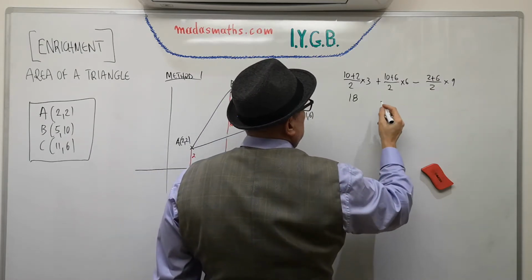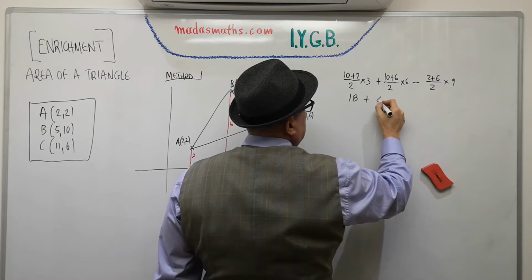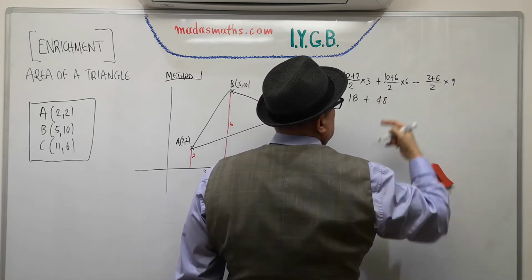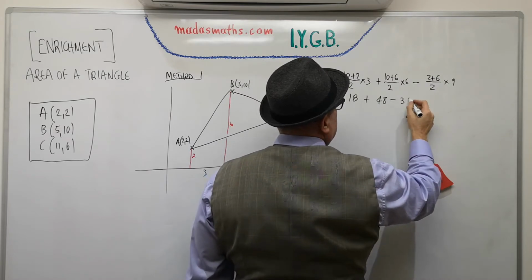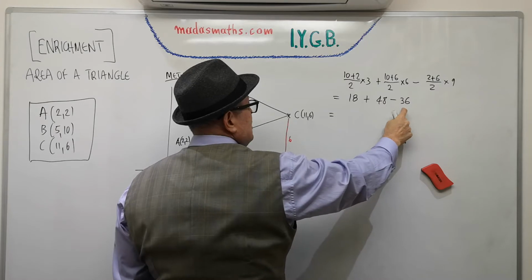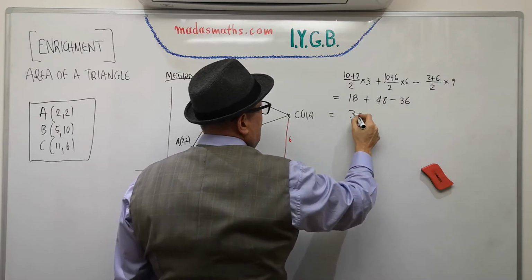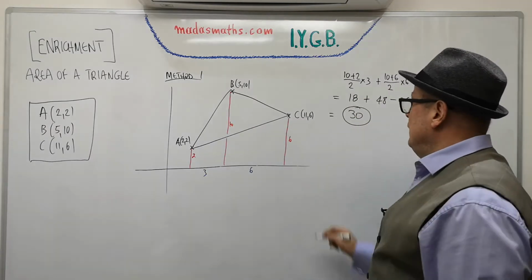16 divided by 2 is 8, times 6 is 48. And lastly, 2 plus 6 is 8, divided by 2 is 4, times... 36. So 48 take away 36 is 12. 12 plus 18, I got the area as 30 square units. I hope you follow what I've done.